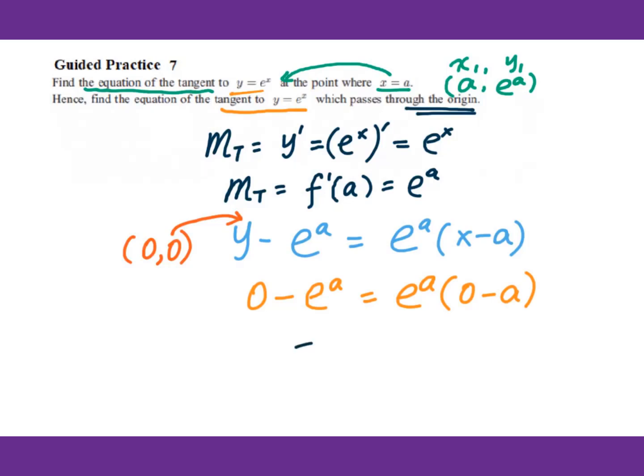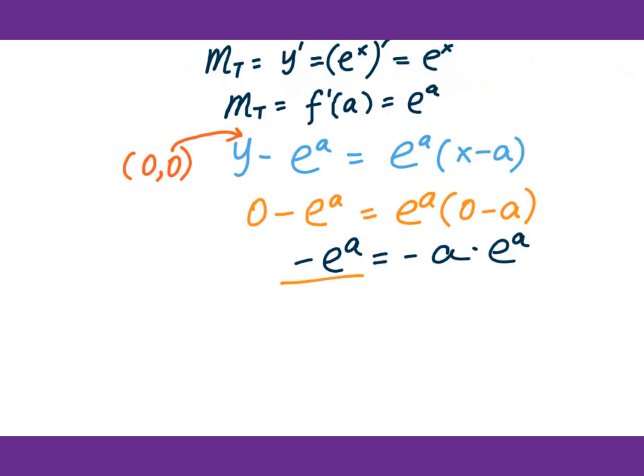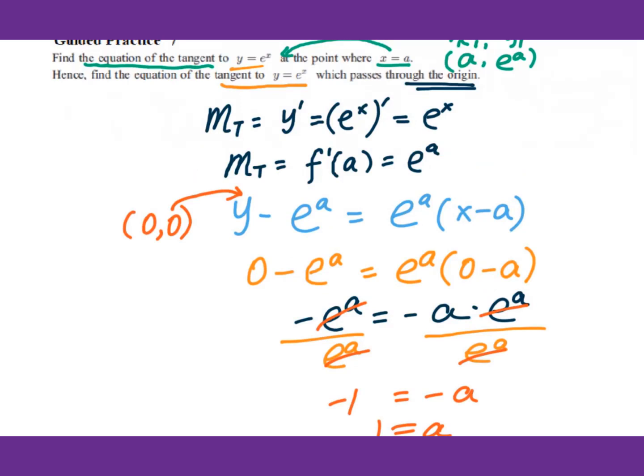Let's organize: negative e to the a power equals negative a times e to the a power. We divide by e to the a power on both sides. You will get negative 1 equals negative a. Therefore, a equals 1.